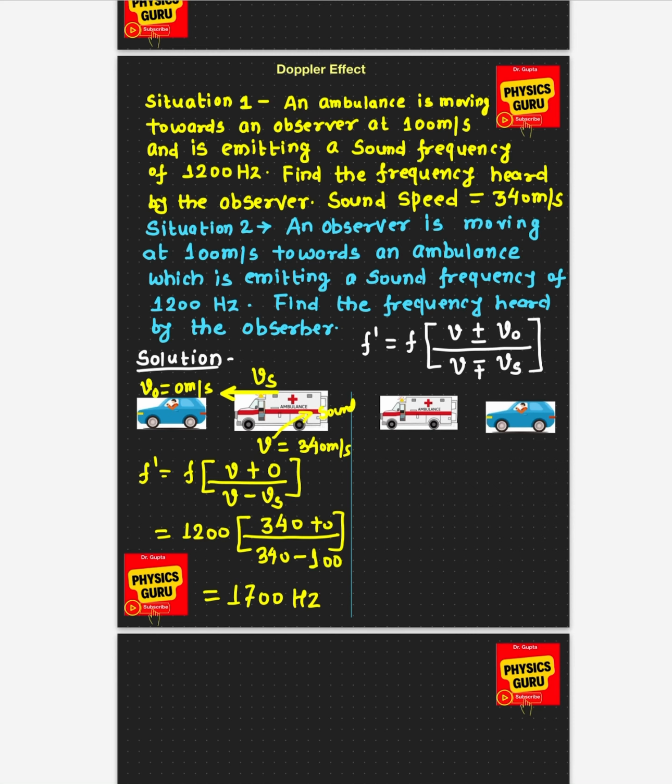Now let's do the calculation for the second case, in which the ambulance is at rest. So the source is at rest, but the observer is moving towards this source, which is still emitting the sound, and the speed of the sound is 340 meters per second. In this case again, as the observer is moving towards the ambulance, we're definitely going to hear the higher frequency. So now let's see how we choose the plus and minus sign.